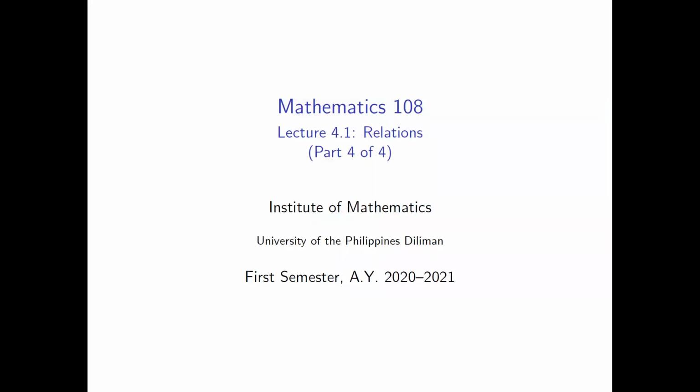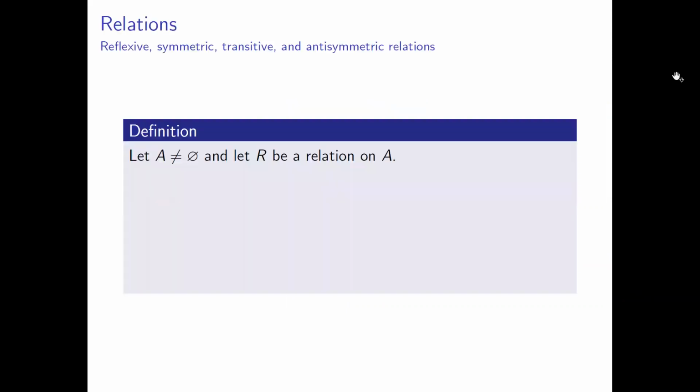This is part 4 of lecture 4.1, Relations. In this video, we will define reflexive, symmetric, antisymmetric, and transitive relations and give examples of proofs involving these concepts. Let A be a non-empty set and let R be a relation on A.